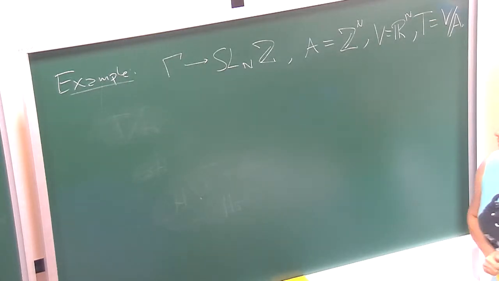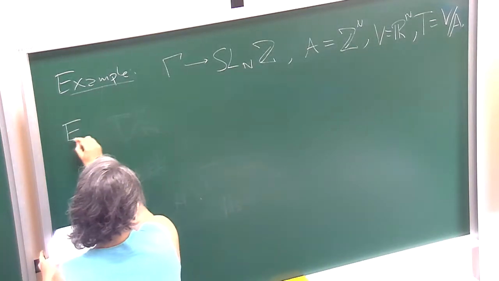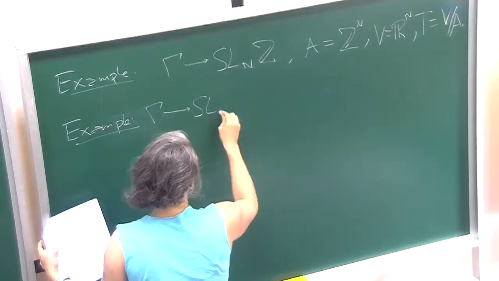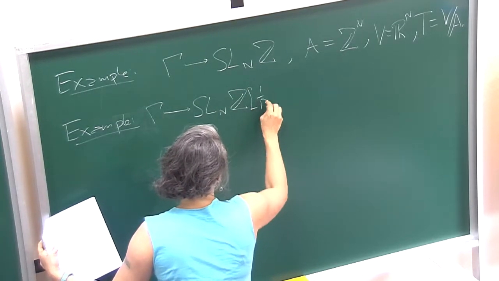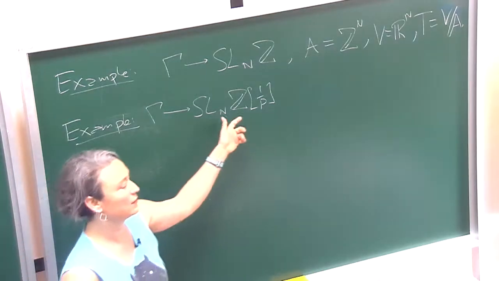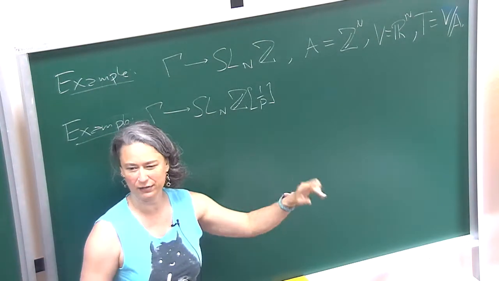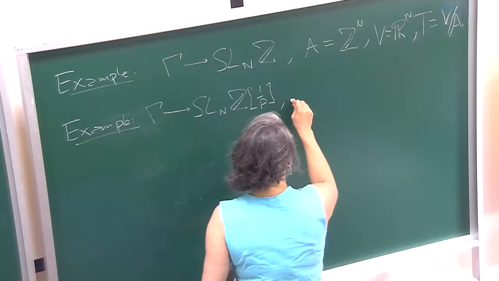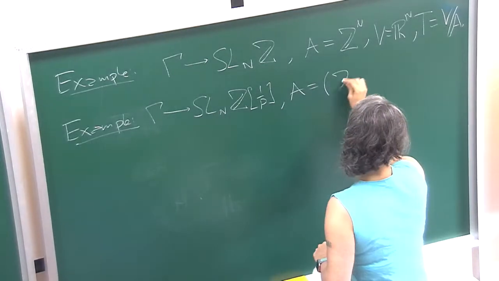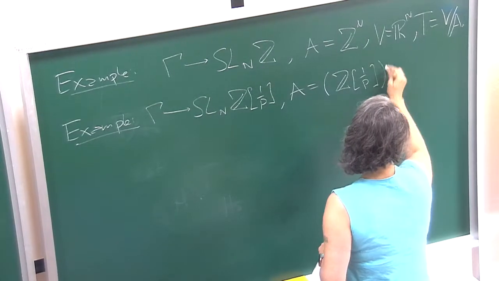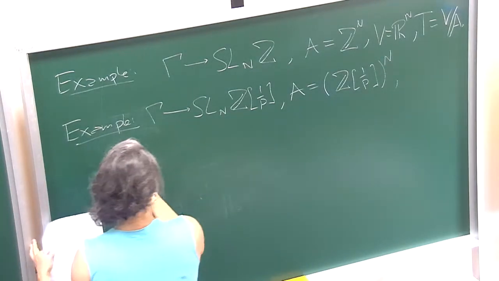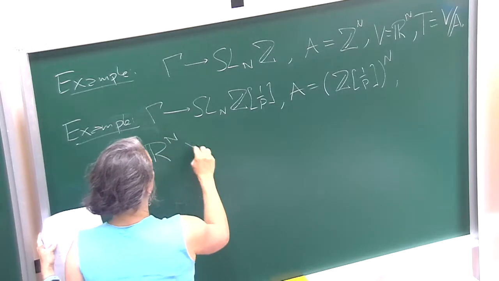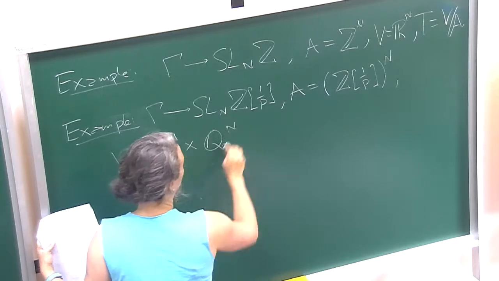Okay? Another example, which is related also to one of the homework problems, is gamma mapping into SL_N(Z adjoin 1/p). So this is the ring where I have the integers, and I've allowed myself to invert just one prime, p. And now A here is going to be (Z adjoin 1/p)^N. V is going to be actually no longer a vector space. It will be R^N cross Q_p^N.